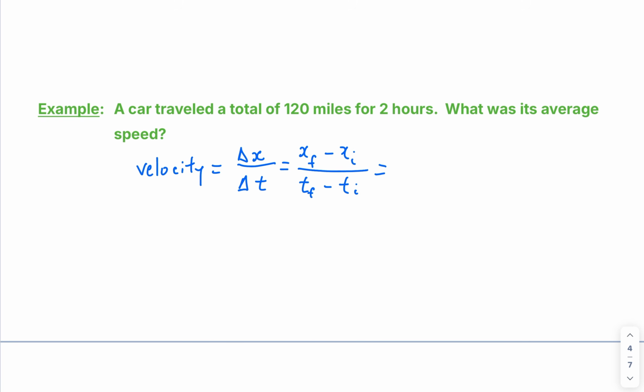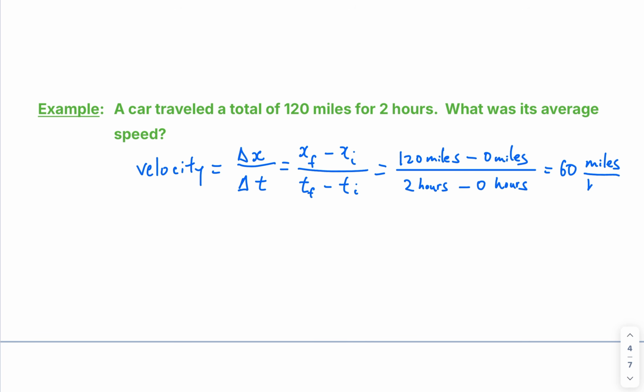Okay, what was the final distance in this example? 120 miles. Okay, minus what was the initial distance at the beginning? It's 0 miles. And then the time, final time was 2 hours, and the initial time was 0 hours. Okay, so then this works out to 60 miles per 1 hour. Okay, so that is our speed.